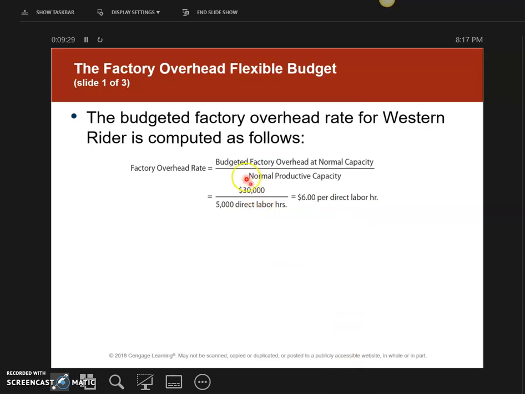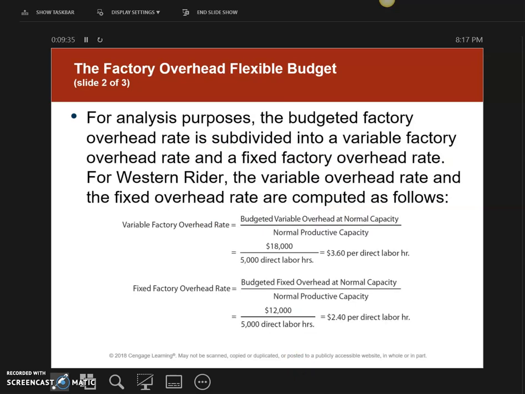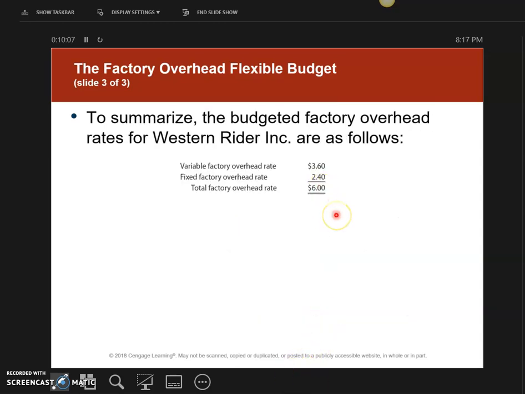And so we're going to use the same formula like this up here to calculate the rate for my variable and the rate for my fixed. So here's calculating my rates for my variable. So if you go back and look, $18,000, and this is the budgeted variable overhead at normal capacity. Normal capacity is always 100%, divided by normal productivity capacity. That's my 5,000 direct labor hours. So my variable overhead rate is $3.60, and my fixed is $2.40. When I add them together, they will be the $6, which is my total factory overhead rate.